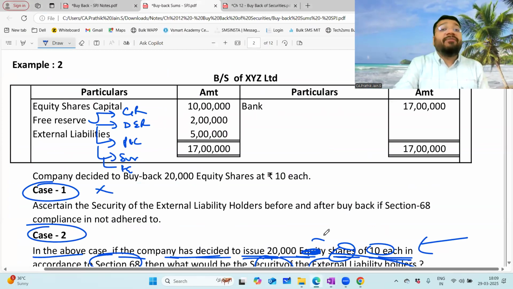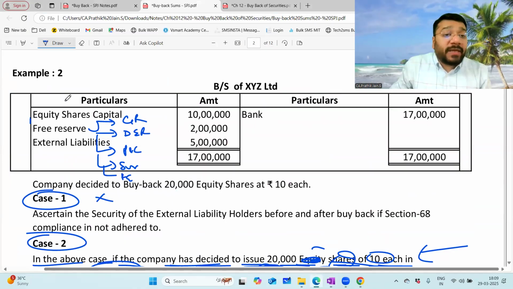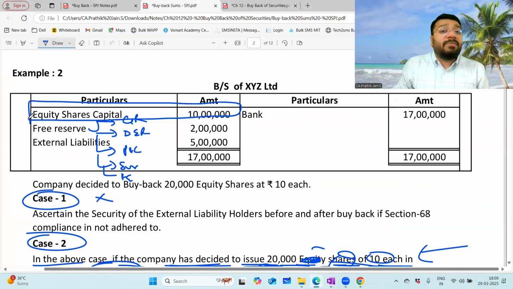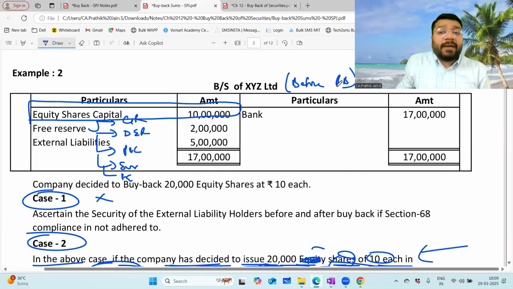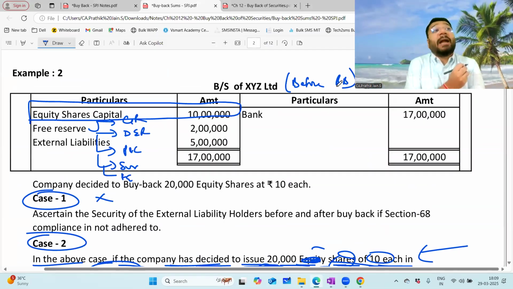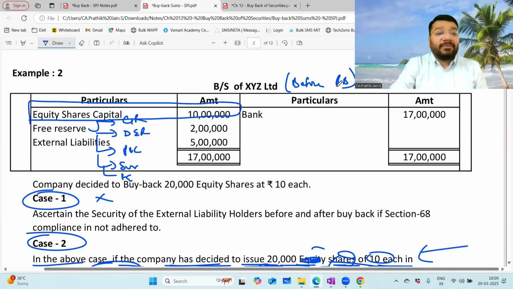So now guys, before the buyback, what is the base of the capital? 10 lakh rupees before buyback. This is the balance sheet before buyback, 10 lakh. Now after buyback, you have to ensure that the capital base is still the same, 10 lakh. So can we see?